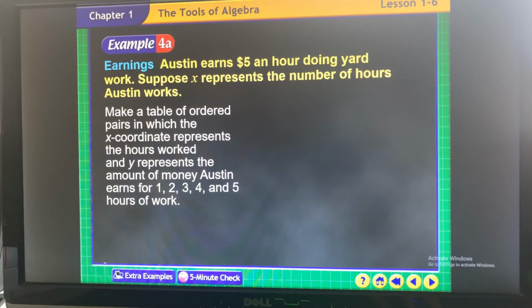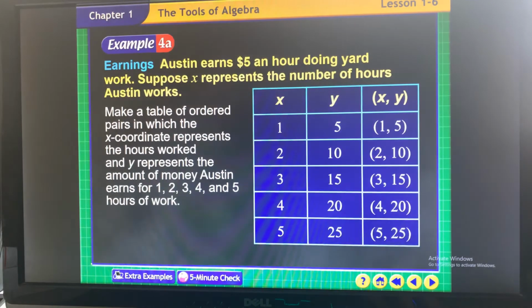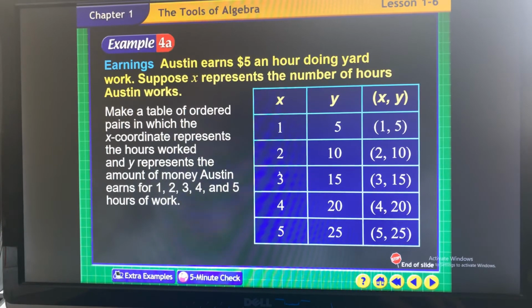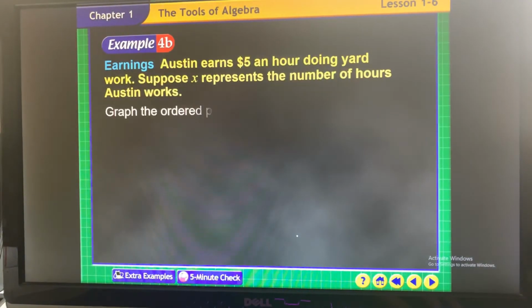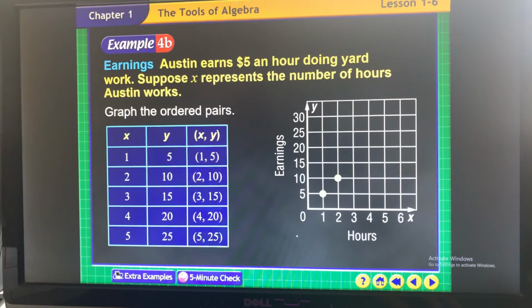Austin earns $5 an hour doing yard work. Suppose X represents the number of hours Austin works. So you're making a table in which the hours worked is your X value, and Y represents the money he earns. So after 1 hour, he earns $5, 2 hours, he earns $10, and so on. Those create your ordered pairs. So you can take that and you can graph it. And you can see it's a very linear line.